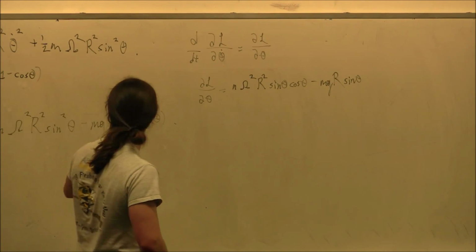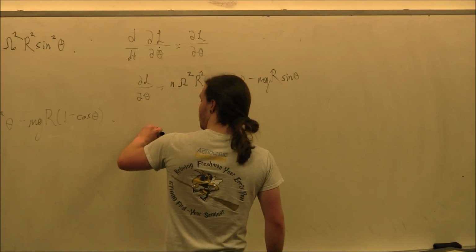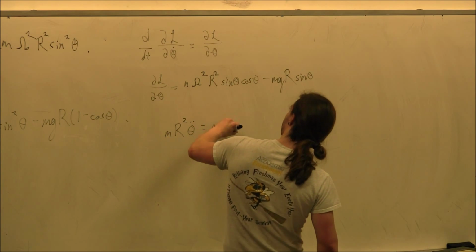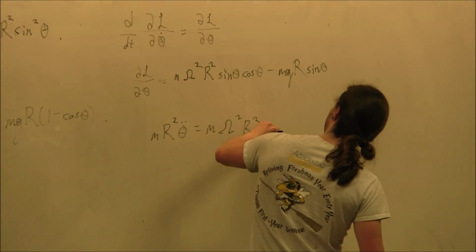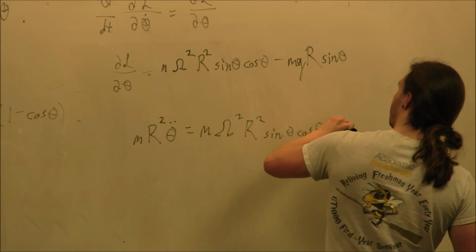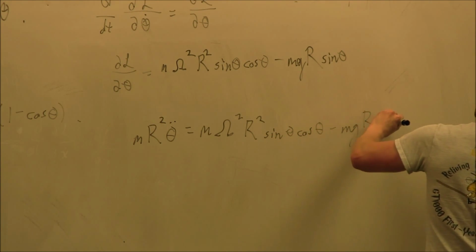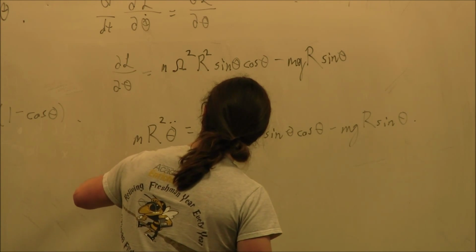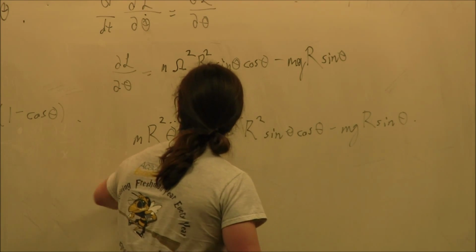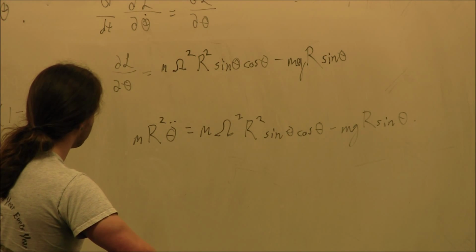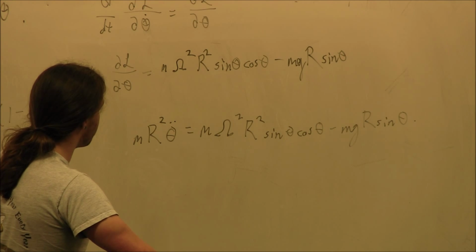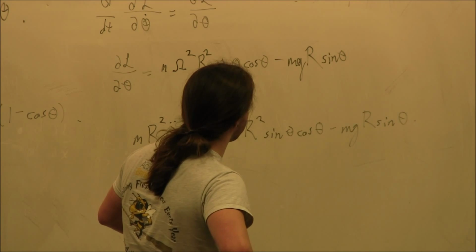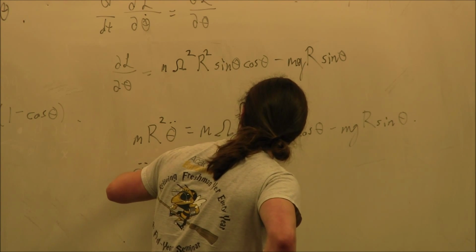I hope this is good so far, because now we're going to set these equal to each other. m r squared theta double dot is equal to m omega squared r squared sine theta cosine theta minus m g r sine theta. We divide by m r squared on both sides. Actually, before I do that, I think you can show this as a torque in some way, but I don't want to do that. This is going to be the same equation that you would have derived from Newton's laws had you wanted to do that.